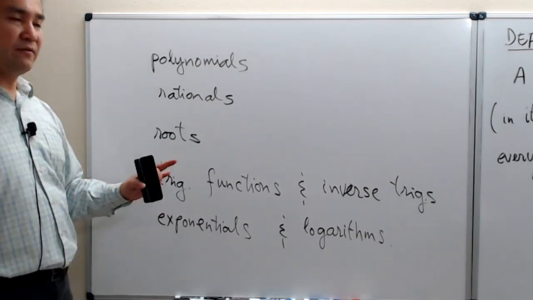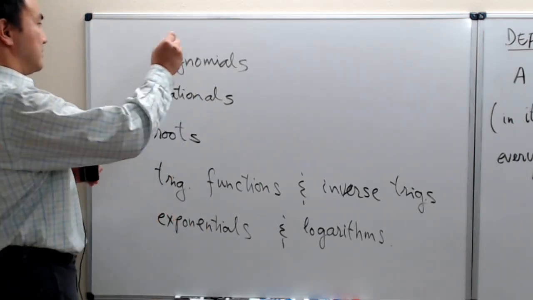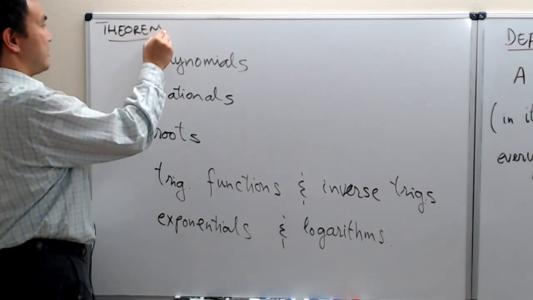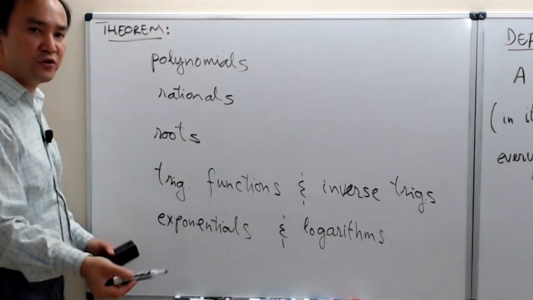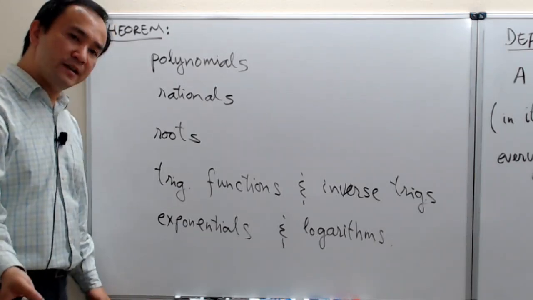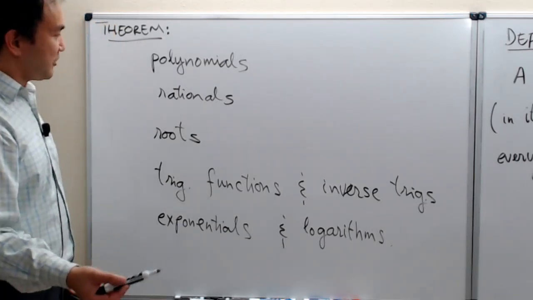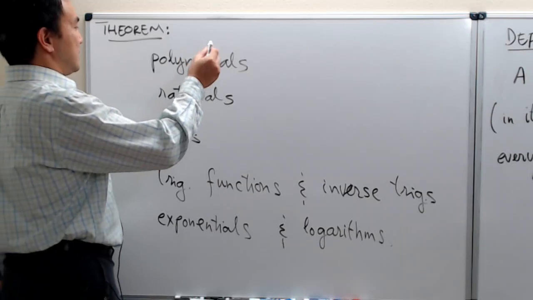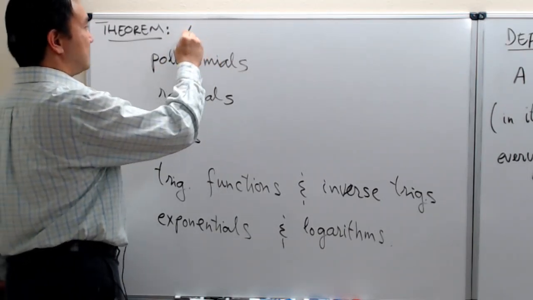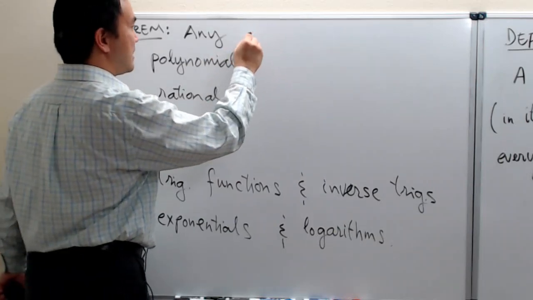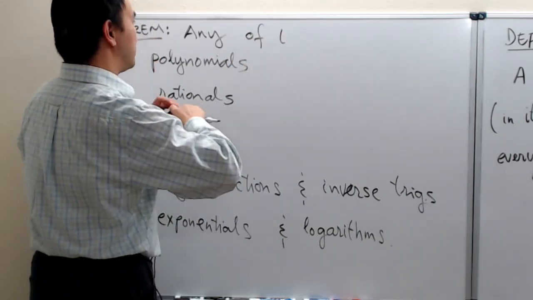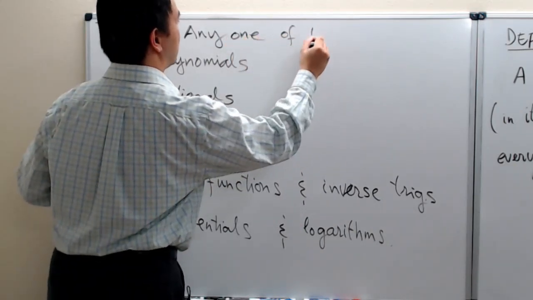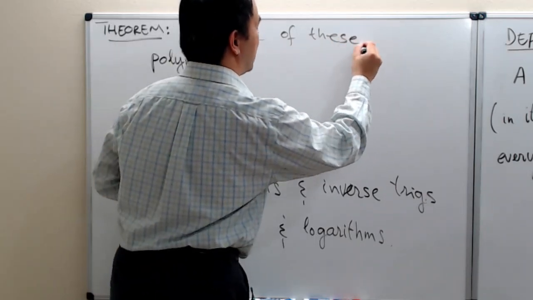So after we've learned about continuity, there's a theorem. A theorem is something that guarantees a truth and has been proven. We don't need to see the proof along any of these lectures, but in some other supplementary videos, I'm going to have proofs for these. In this theorem, I'm going to start out by saying any one of these functions.